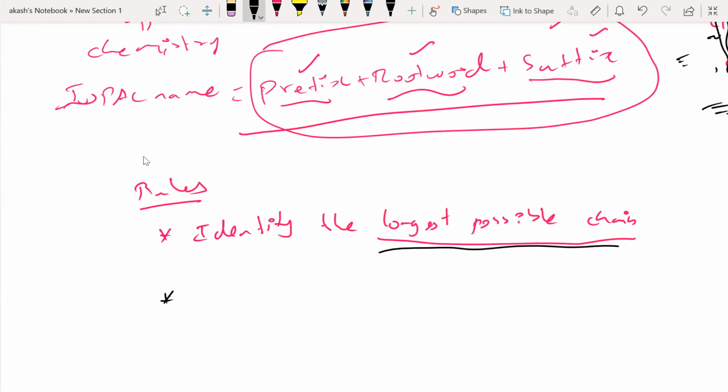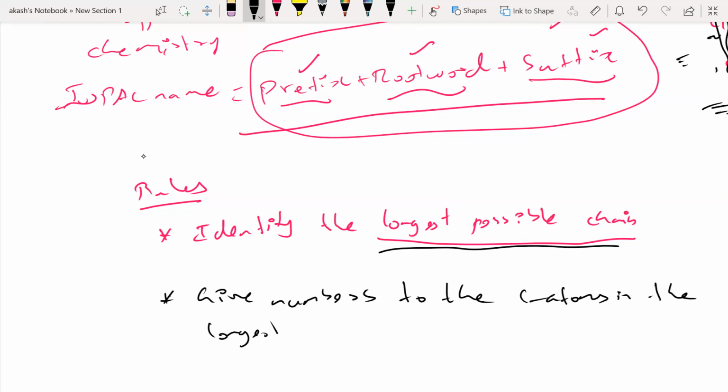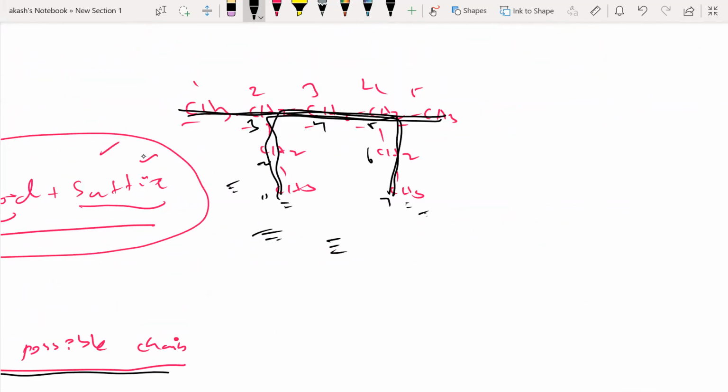Second point. Once you identify the longest possible chain, what are you going to do? You are going to give numbers to the carbon atoms in the longest possible chain. That you already did. You understand that you're already giving numbers 1, 2, 3, 4, 5, 6, 7 like this. So basically, this and this will not have any numbers now. Only for the carbon atoms that are there in the longest possible chain, only to those carbon atoms you give some numbers. To no other carbon atom.